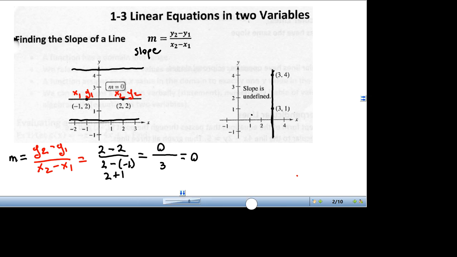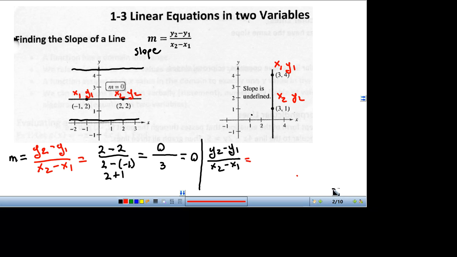Now, next, the slope here is undefined for a vertical line, which you can find out as well. And you find out by plugging in. So you have y2 minus y1 over x2 minus x1. And I'm going to label my points. I'm going to say this is x1, y1, and this is x2, y2. It doesn't matter how you label your points, just label your points.